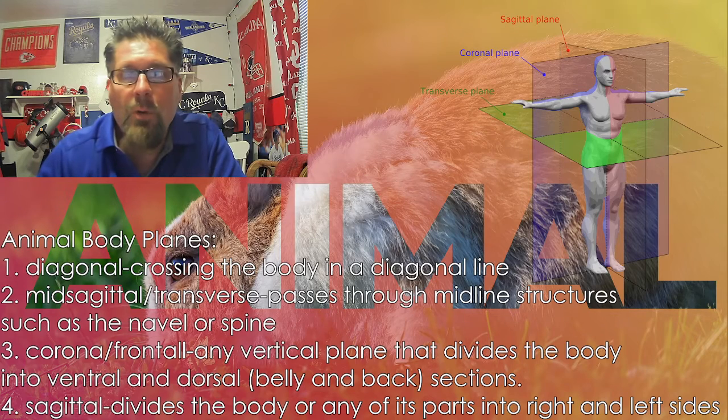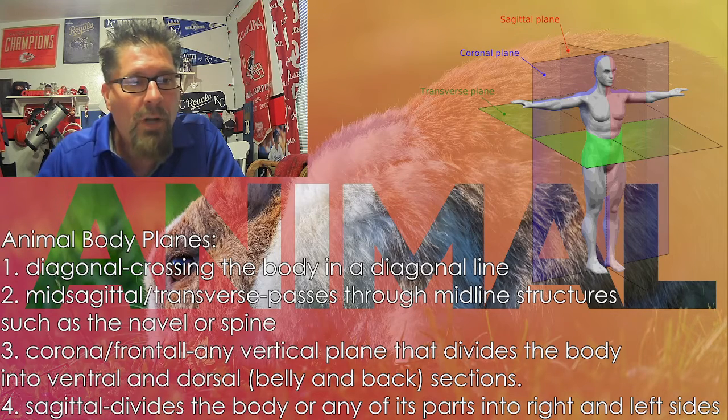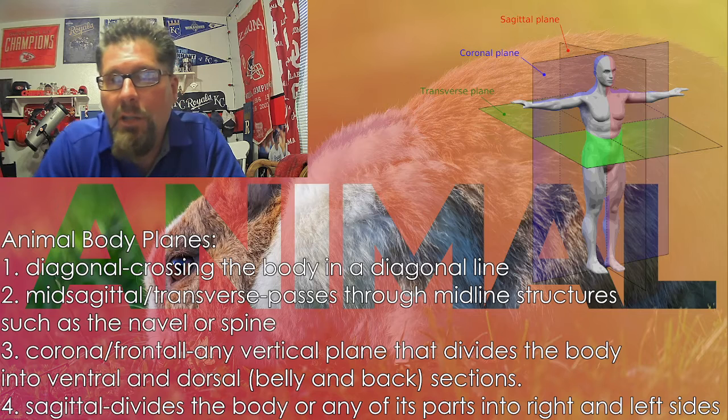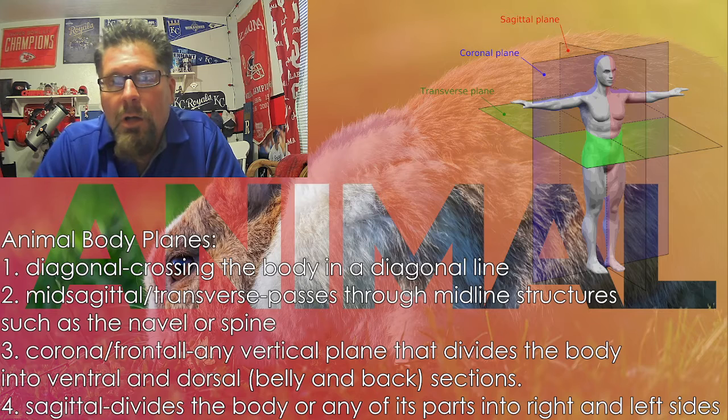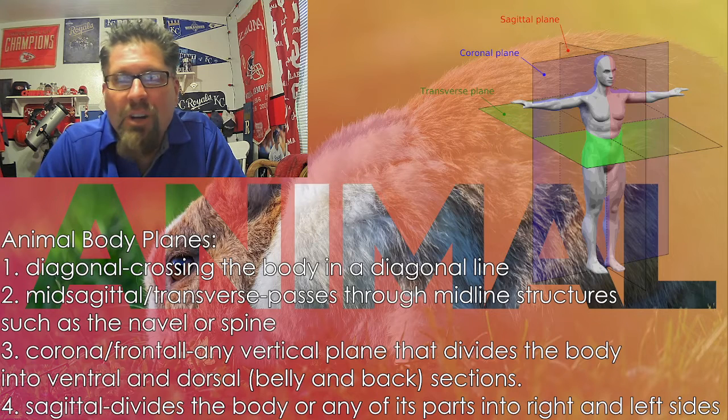All right, next up we want to talk about planes. We were talking about plans, now we're going to talk about planes, and not airplanes, but planes as in cross sections of organisms. And we're talking obviously bilateral here. There are 3 main planes to take a look at. The first one, diagonal. That's not really a helpful line but obviously a diagonal line would be just crossing the body in a diagonal line.